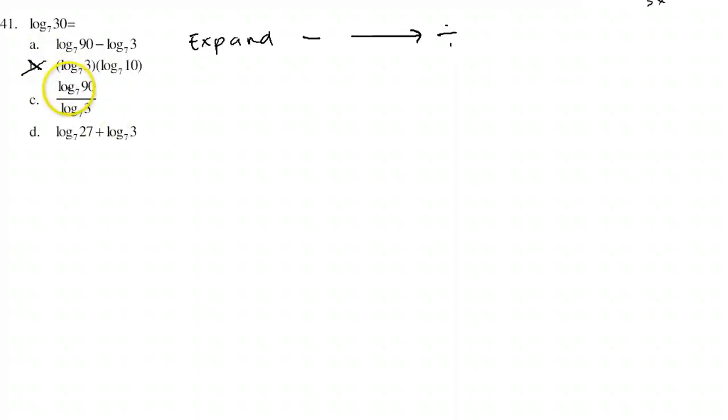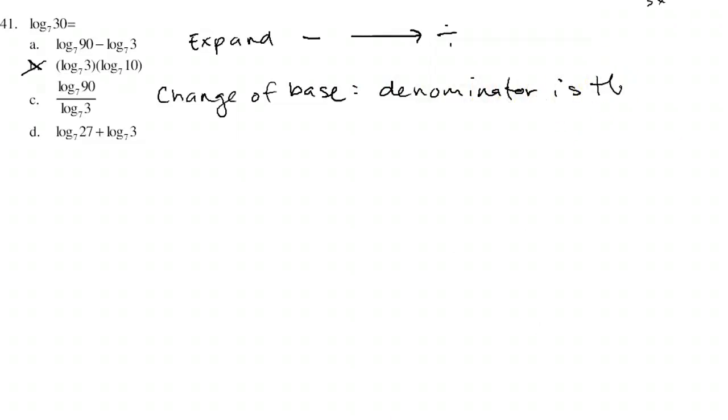The next one, I have a log divided by a log. So if you remember this one, this comes from a change of base when I have a log over a log, where the bottom number is our old base. The denominator is the old base. And then the last one, if you remember, the addition expands from multiplication.